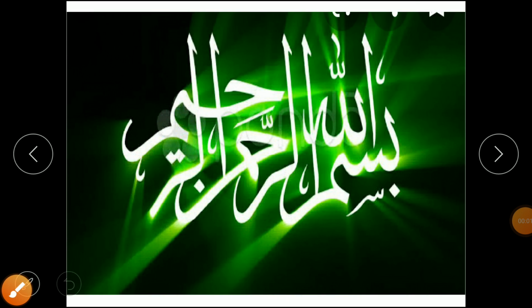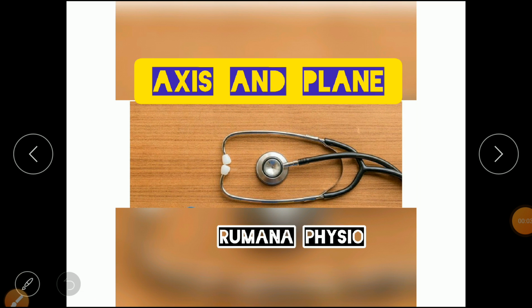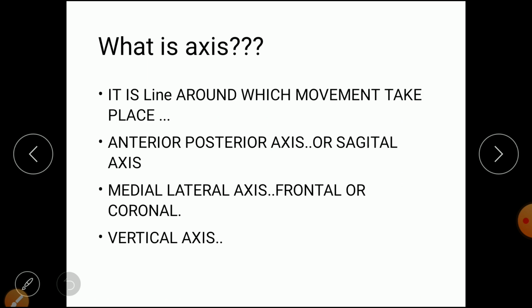So here I will discuss axis and plane. The question is, what is an axis? It is a line around which movement takes place. We have three axes and three planes: anterior posterior axis, also known as sagittal axis; medial lateral axis, that is frontal or coronal axis; and vertical axis.